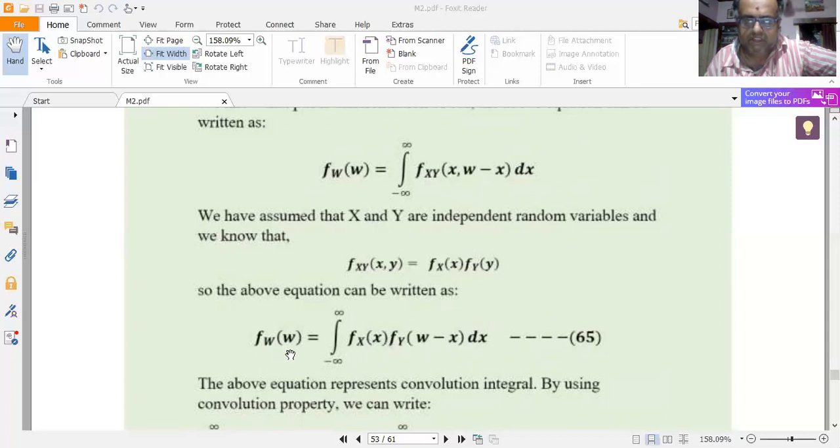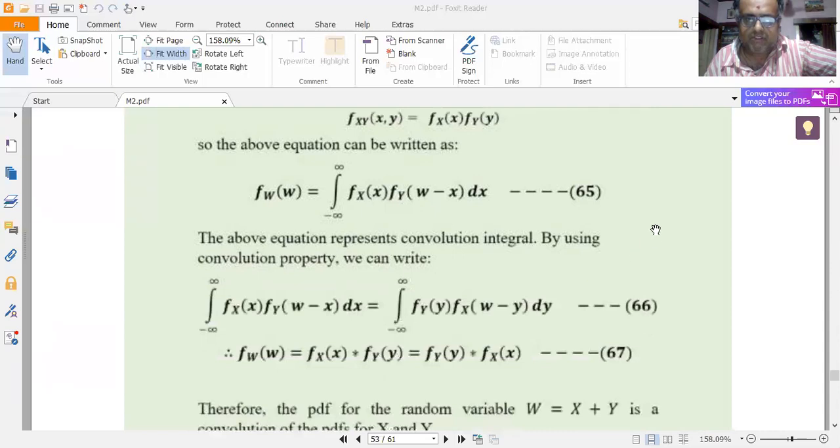So I have written f_W of w equal to integral minus infinity to plus infinity f_X of x into f_Y of w minus x dx. Call it equation 65. This is nothing but the convolution integral. Using the convolution property, and knowing that the convolution integral is commutative in nature, I can write equation 65 as an integral in terms of y also. Here I have written in terms of x, but it's a definite integral, and a definite integral is independent of the integrating variable.